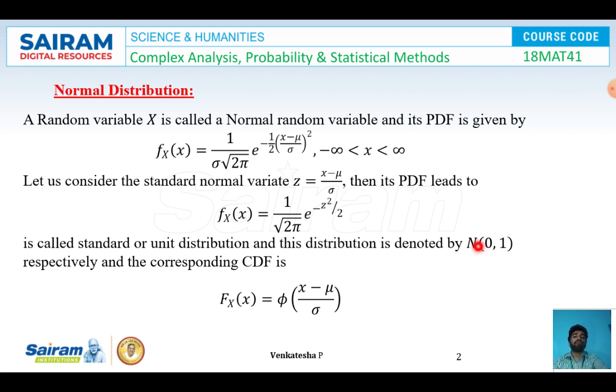So N(0,1) represents mean 0 and variance unity for the standard normal distribution, and the corresponding cumulative distribution function is given by the expression F_X(x) = Φ((x-μ)/σ).